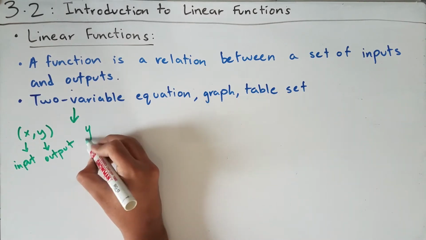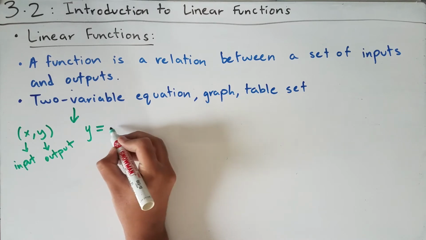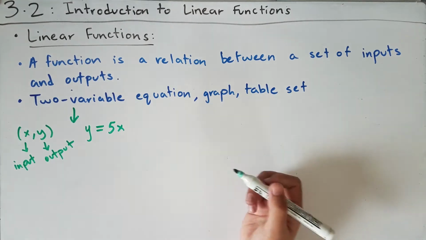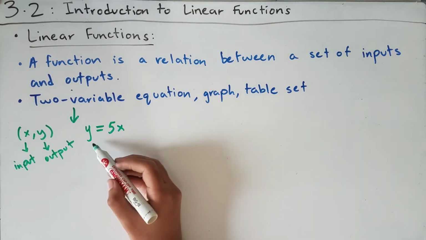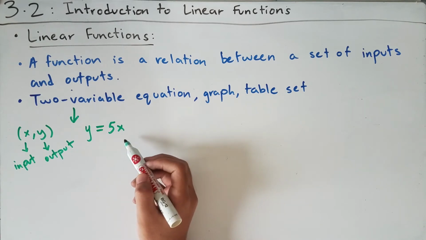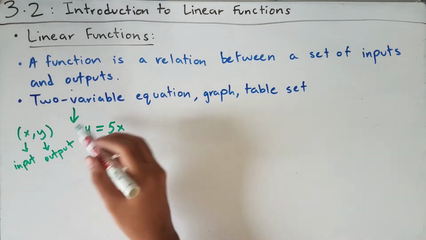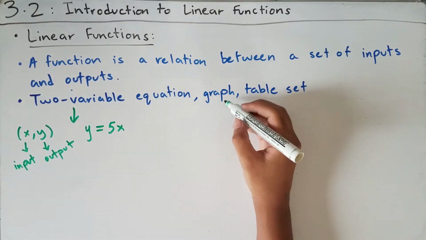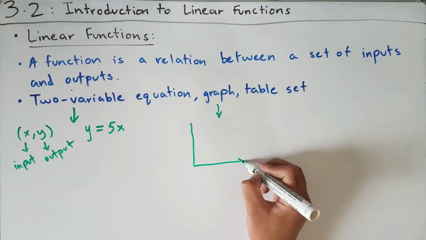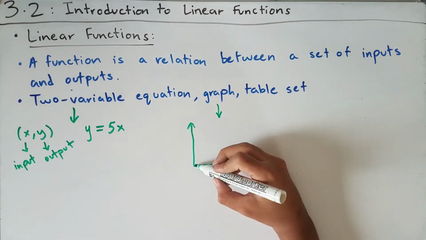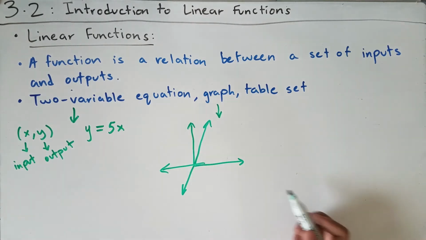So we could say that our two-variable equation could be y equals 5x. So this is a two-variable equation as we have our output y, which equals 5 times an input. So if I plug in an input in this, I would get an output from that function. And this whole thing is called a function. You can also represent a function by a graph. So if you graph some function like this function, you'd get a steep line that looks something like this.